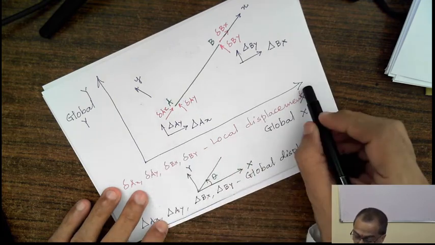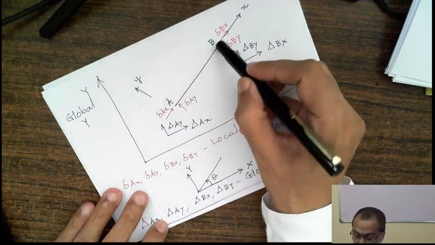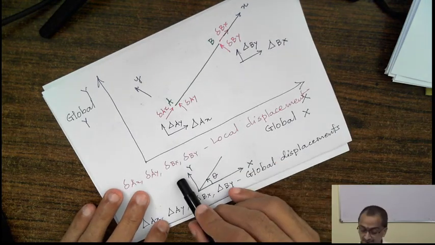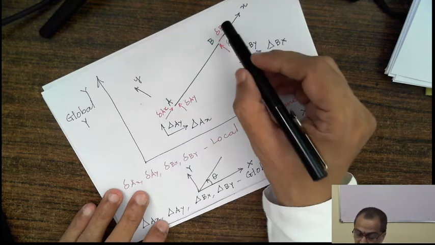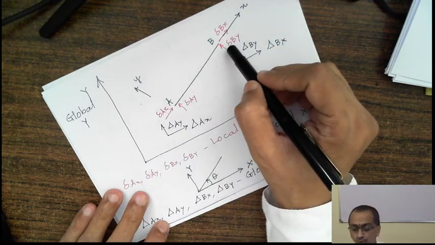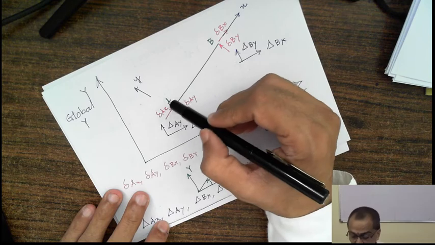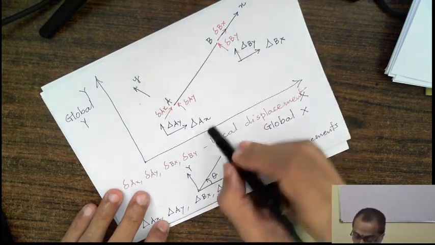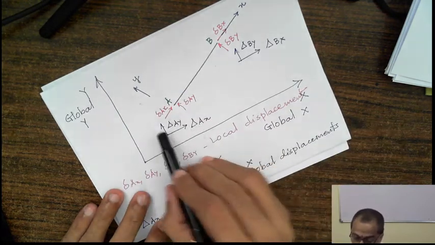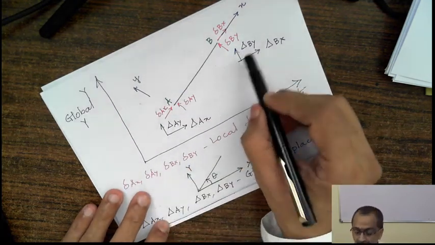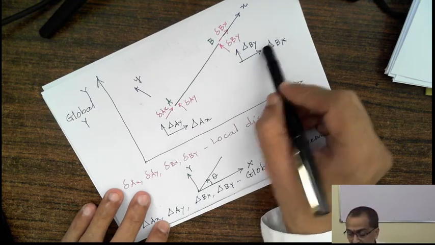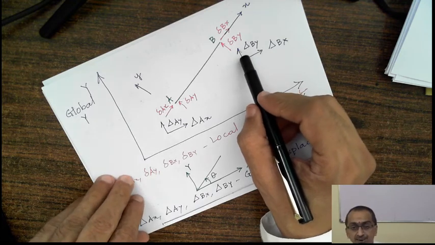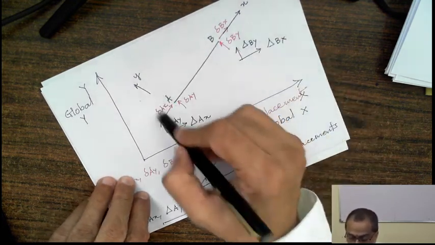Now let us say this is global x direction, global y direction, and any member AB which is oriented at an angle theta with respect to global x and global y direction. Let us say del AX, del AY, del BX, del BY are the local displacements in x and y directions at A and B. This is local x direction, this is local y direction for member AB. But this is global x and global y. So delta AX, delta AY, delta BX, delta BY, these are the displacements at A and B in global x and global y directions.